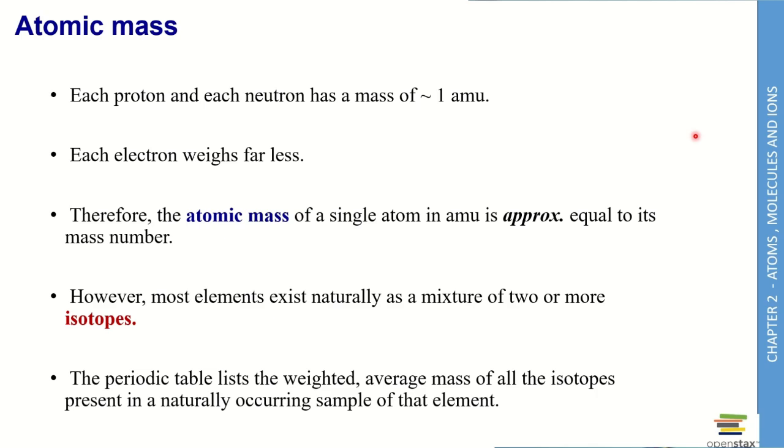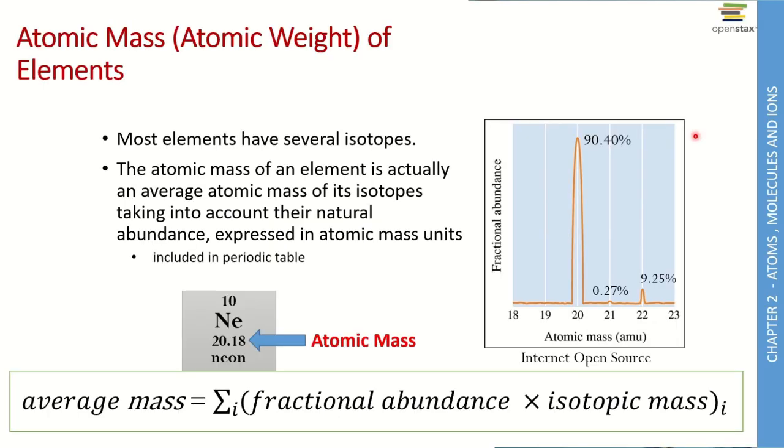Atomic mass. Each proton and each neutron has a mass of 1 atomic mass unit, and we add all together. However, most elements, as we talked about before, exist as a mixture of 2 or more isotopes. So we need to take that into consideration. How we're going to do this is using the abundance. For example, here is 90.40% with atomic mass of 20. That is the fractional abundance over here.